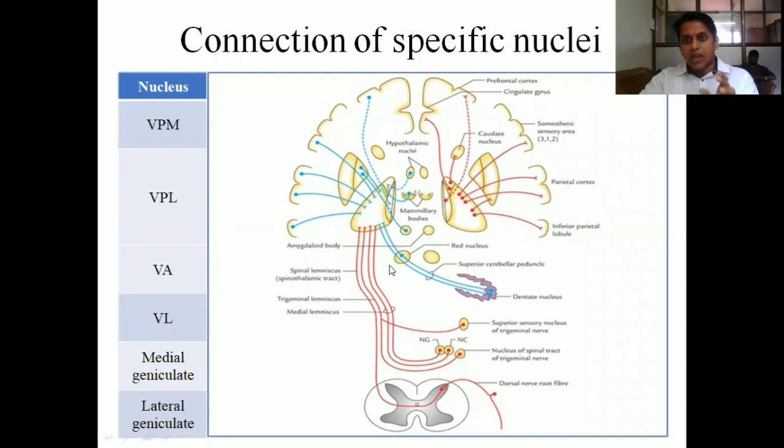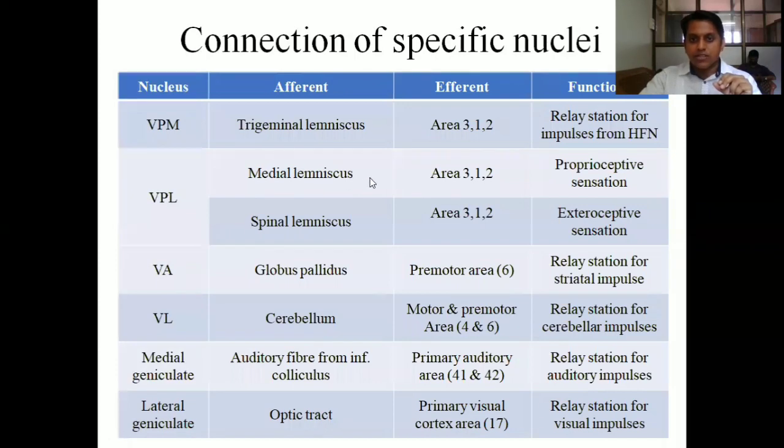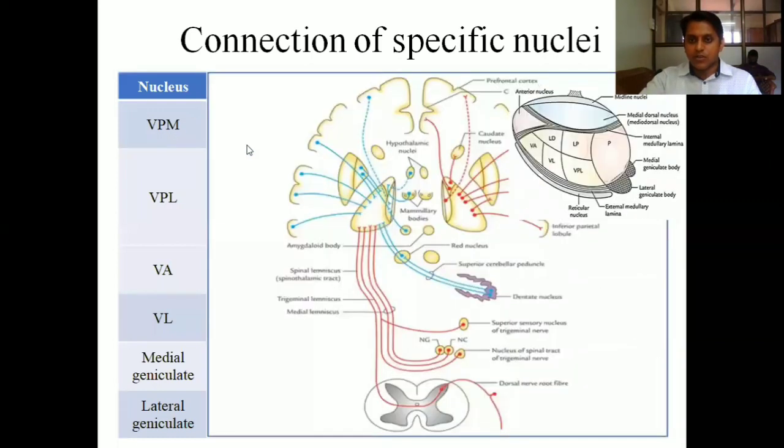Now let us see at which area the medial lemniscus and trigeminal lemniscus relay. They relay in the ventroposteromedial nucleus. Where is this located?